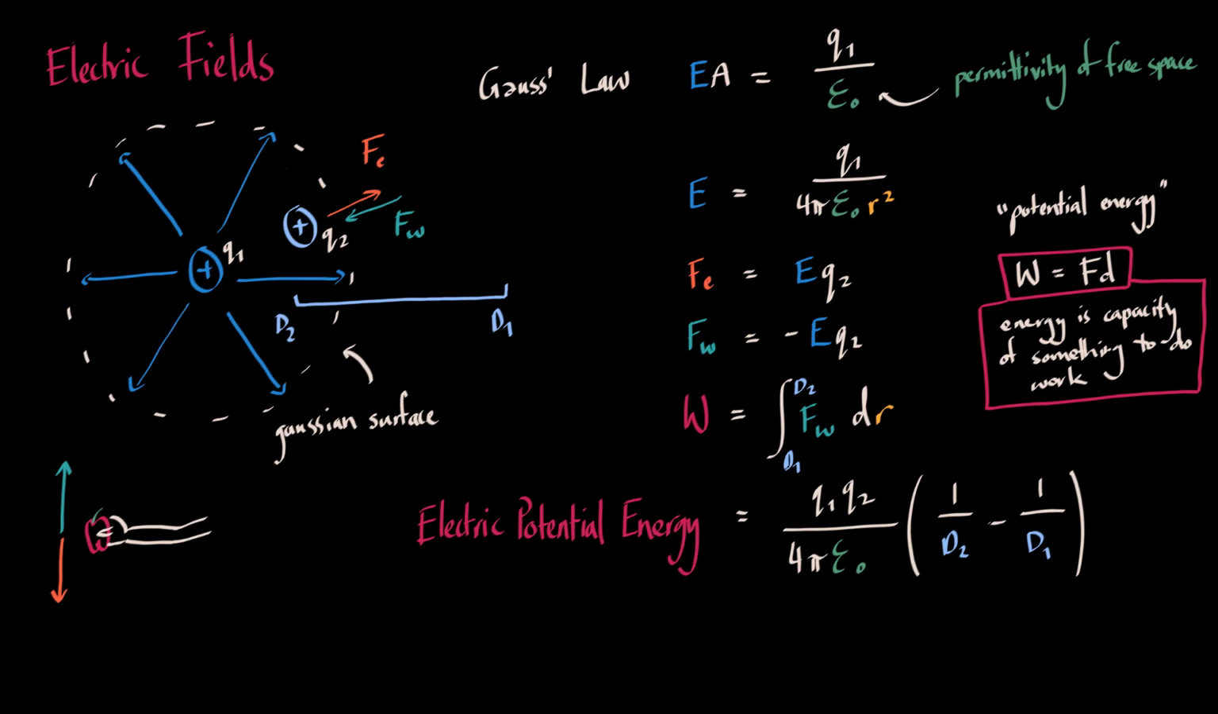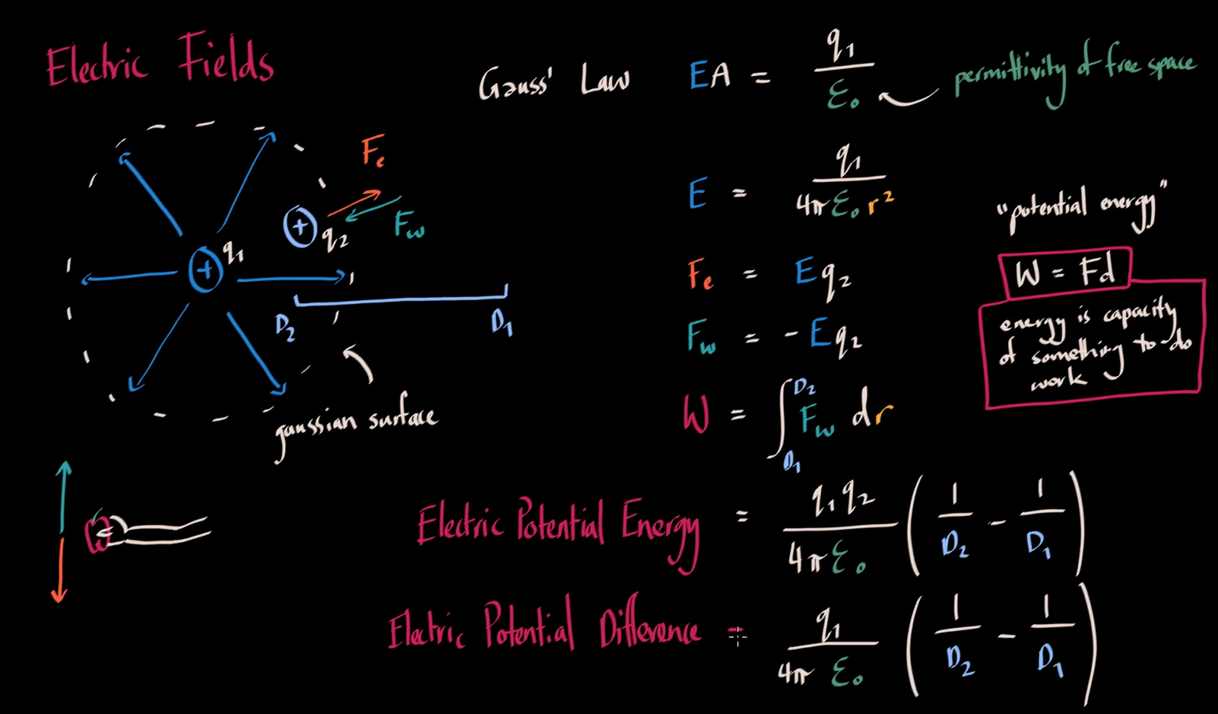If we divide through by the arbitrary charge Q2, we get a normalized expression for a change of potential energy simply termed the electric potential difference. This is also what's known as voltage.